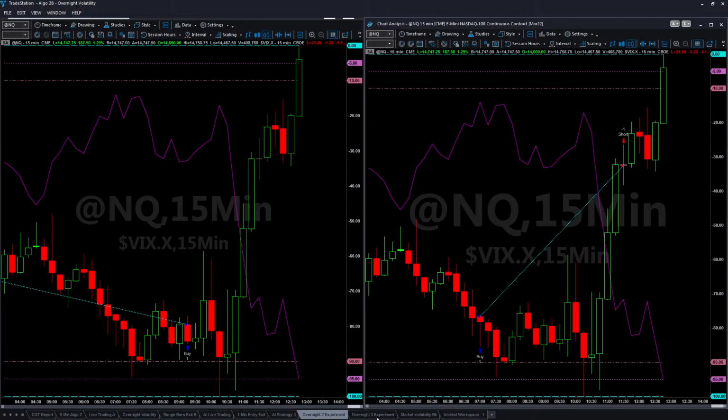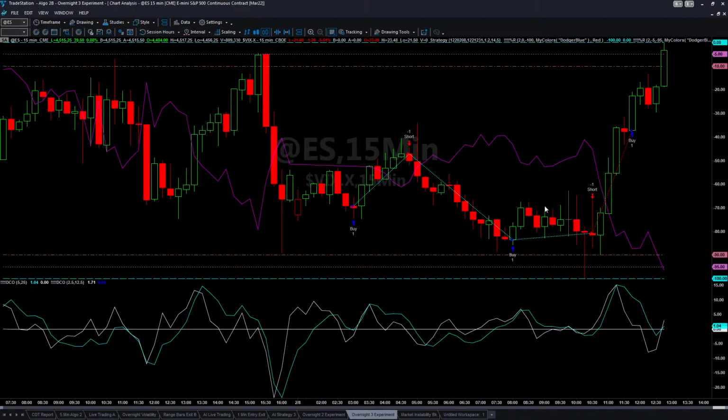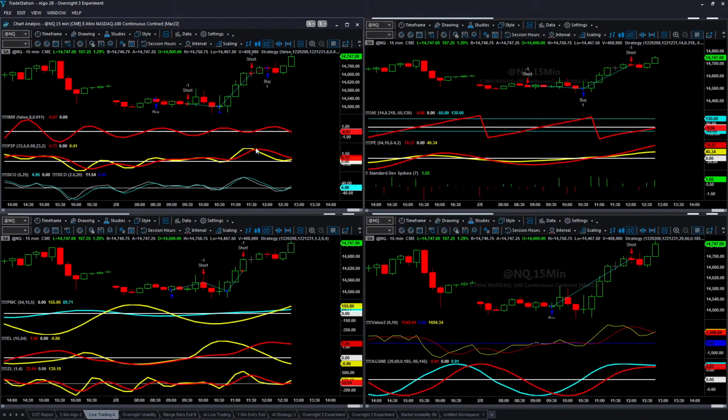Let's take a peek at my ES. My ES right here had a very impressive robustness early in the morning, with the exception of this trade here. It flagged the short, but the market did an about face and just ripped up, but it did catch the upside on this candle right here. So that's all I have with these, but let's go over to the live trades here.